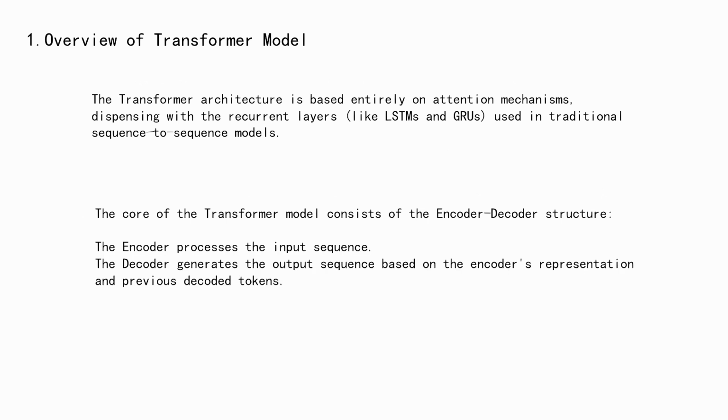The encoder processes the input sequence. The decoder generates the output sequence based on the encoder's representation and previous decoded tokens. However, in the context of language models, such as GPT, the transformer can also be used with only the encoder or decoder part. For this section, we'll focus on the encoder part of the transformer.